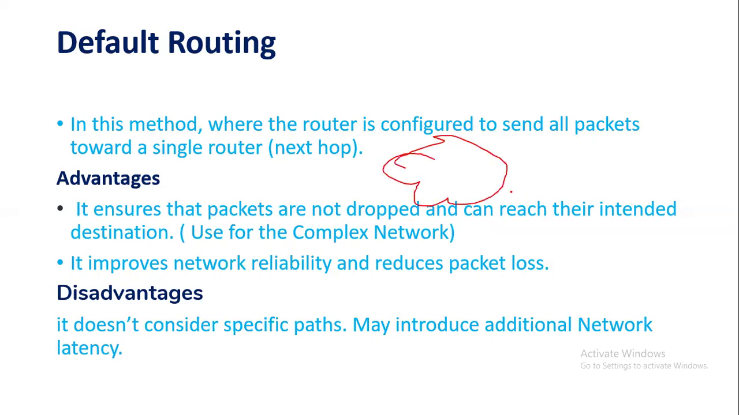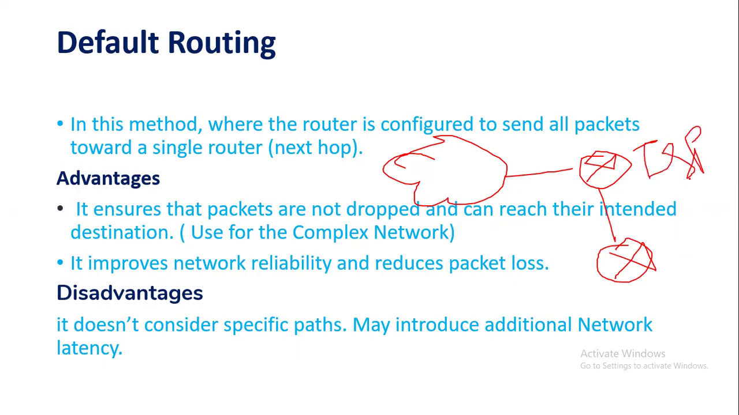Let's take an example. If you have the ISP router, and this is my customer router, my company's router. I don't need the switch and other devices. So what do I need to use? I have only the ISP router details. What is the IP? Let's take an example.